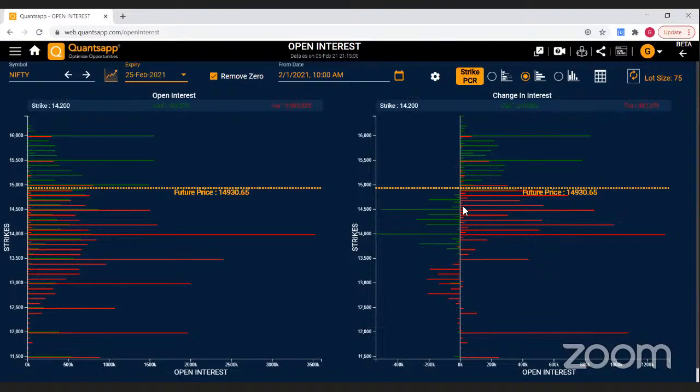You can see the call writers from these levels are reducing their positions and going upward. Put writers are reducing their position and going upward. So there's a shift that is happening, and believe me, this is something very good to look into.